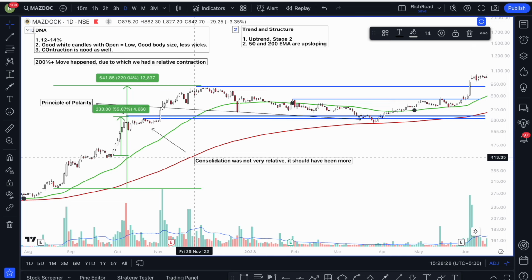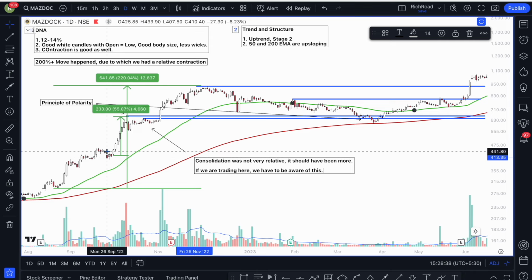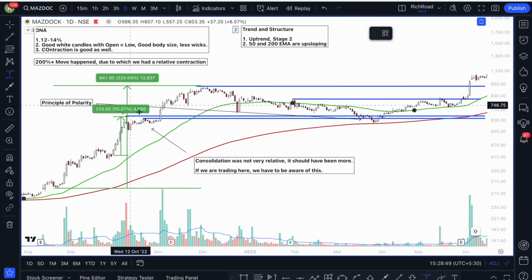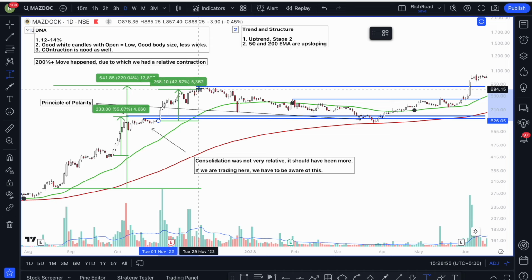If we are trading here, we have to be aware of this. That's what you have to be aware of: the move has happened, great, but the consolidation just doesn't seem enough. So the dynamics of trade management will be accordingly. And you see that, after that, you gave a solid move of, I would say, 28%, but after that, the stock actually went pretty lethargic.